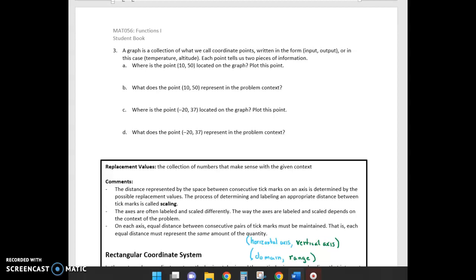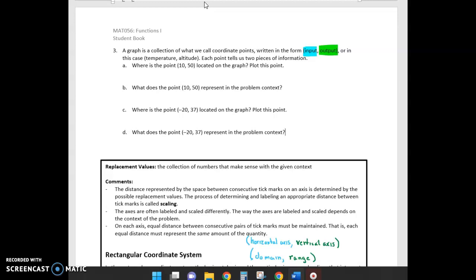So back up the top, we're talking about these coordinate points, which are called ordered pairs, where again we have the input is first. So the input is first, I comes before O, so the input, then the output. So we want to talk about what these points represent or what they mean in terms of the problem. So what do they represent or what do they mean?